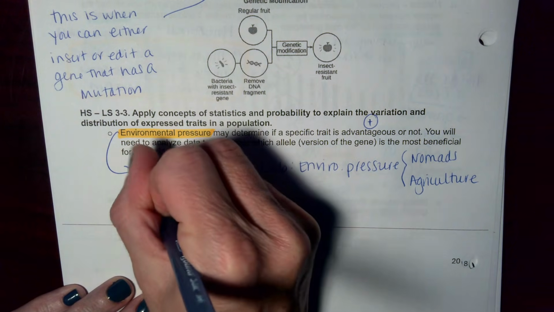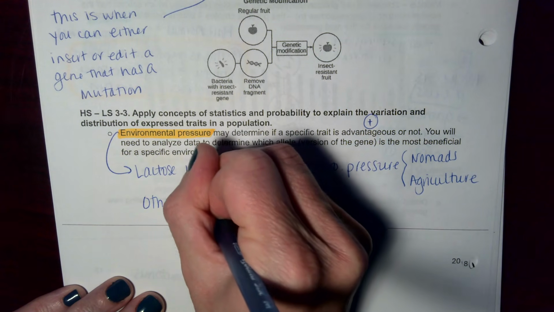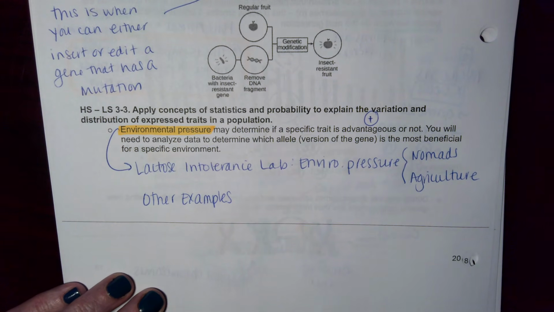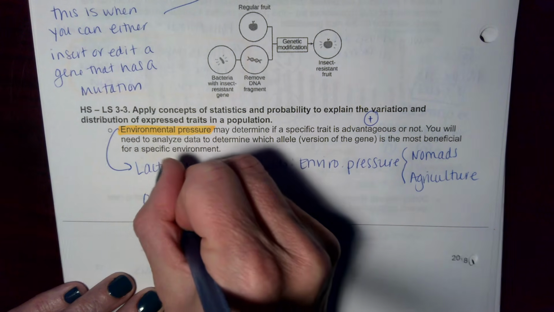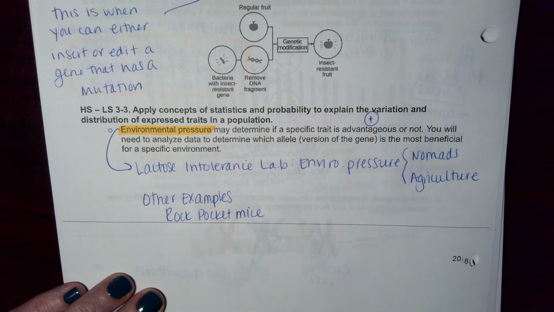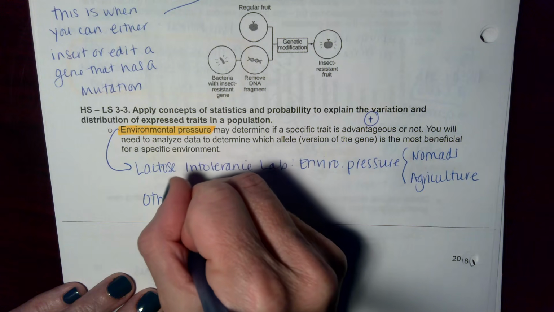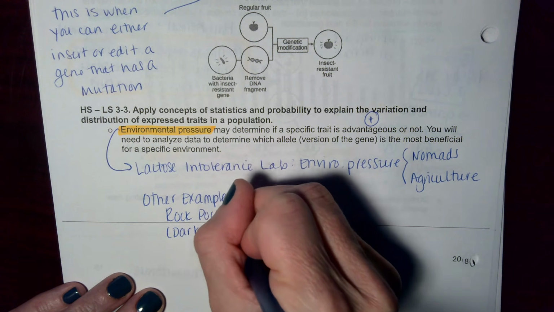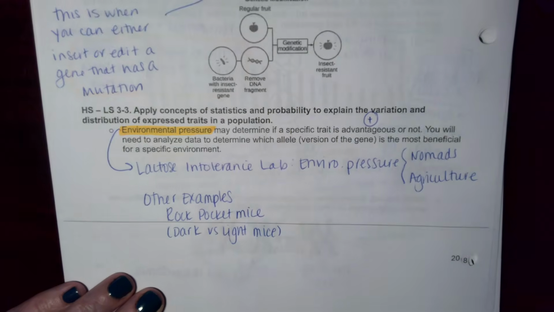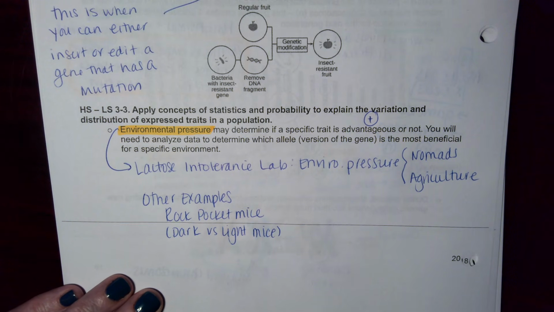Other examples that we looked at in class, because this is really going to link to our genetics, our evolution section. We looked at the rock pocket mice. They lived in the desert. Some of the desert was dark, some of the desert was light. Some of the mice were dark, some of the mice were light. Depending upon your environment, one of those variations was better than the other. Right? If you blended in, that was a good variation.